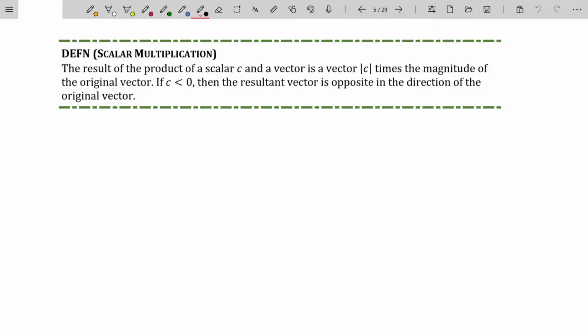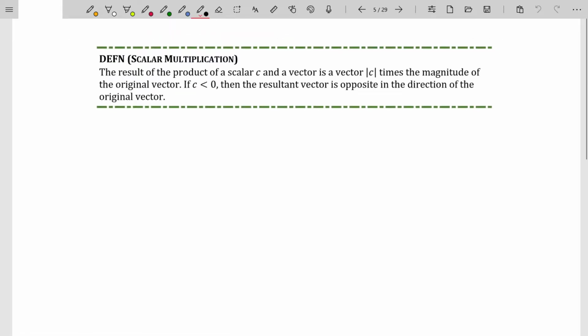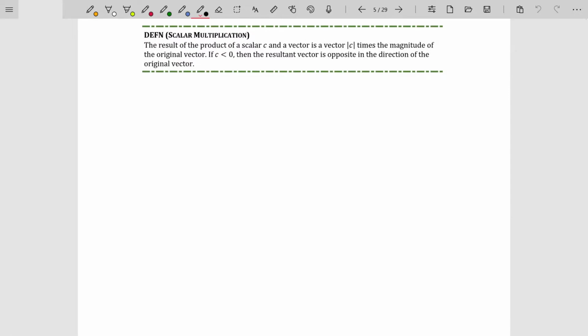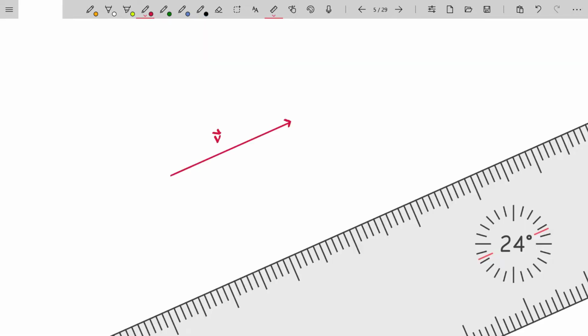The result of the product of a scalar C, remember a scalar is just a number, and a vector is the vector with magnitude the absolute value of C times the magnitude of the original vector. If C was negative, then the resultant vector is opposite in direction to the original vector. So let me give you an example here just to cement that statement.